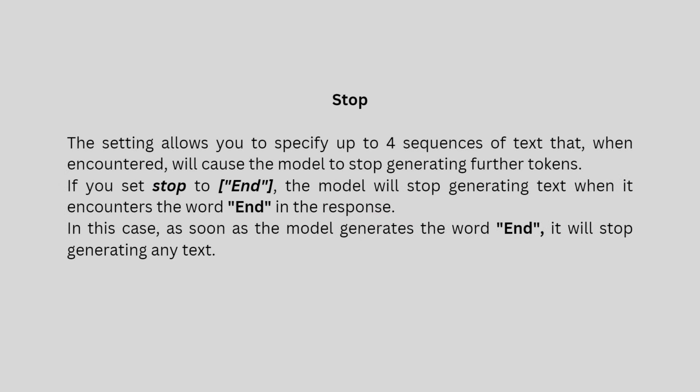Next one is stop. This setting allows you to specify up to 4 sequences of text that, when encountered, will cause the model to stop generating further tokens. So if you set stop to "end", the model will stop generating text when it encounters the word "end" in the response. In this case, as soon as the model generates the word "end", it will stop generating any text.